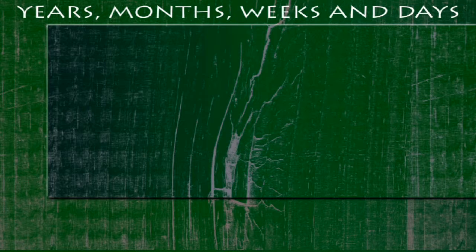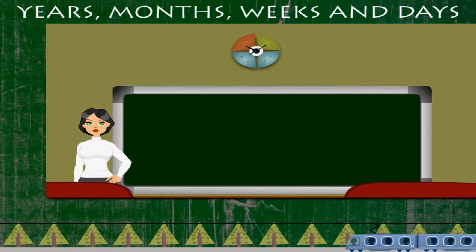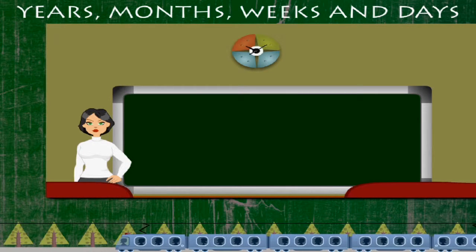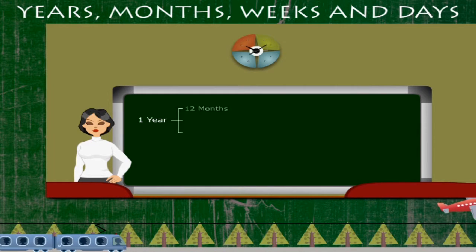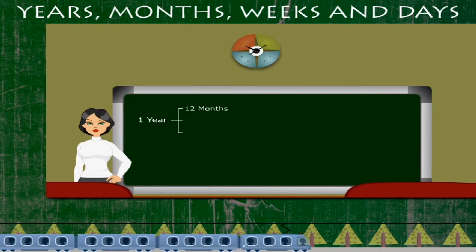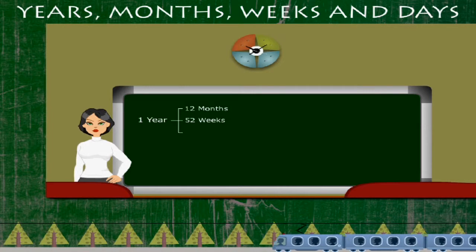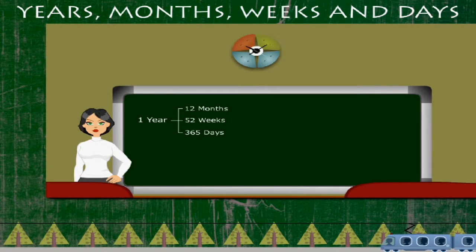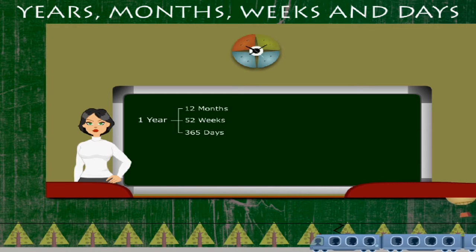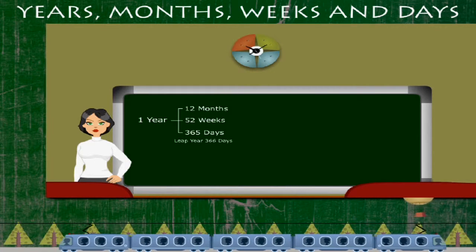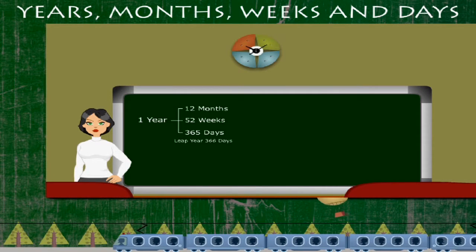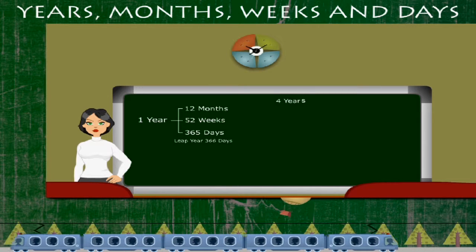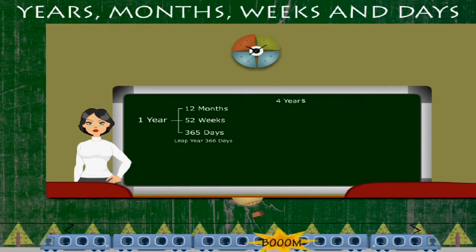Years, months, weeks and days. Teacher Lucy is here telling us about the calendar. Lucy ma'am says that one calendar year has 12 months or 52 weeks or 365 days. But a leap year has 366 days and comes once in 4 years.